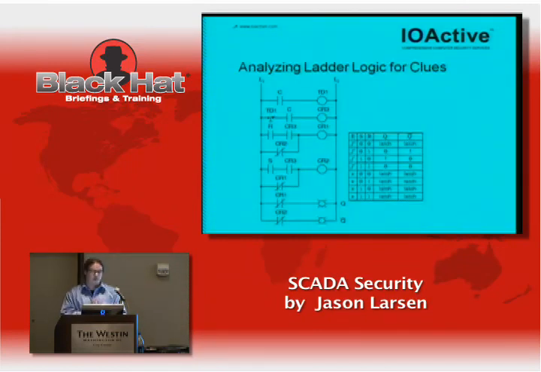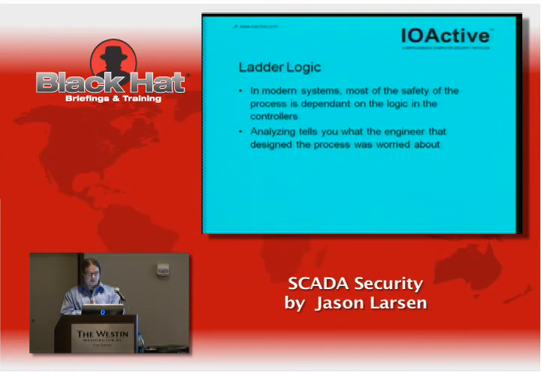So the first stage you can do is start analyzing ladder logic for clues. In modern systems, actually most of the safety of the process is dependent on the logic in the controllers. It's very, very expensive to put physical controls into your process. So if you want to make sure that this boiler never gets above 72 degrees, what people used to do is wire a wire up to the burner and up to a temperature controller, and that physical wire would shut down the burner at 72 degrees. It was physical safety built into the system. That's actually expensive, and now people retool a lot.